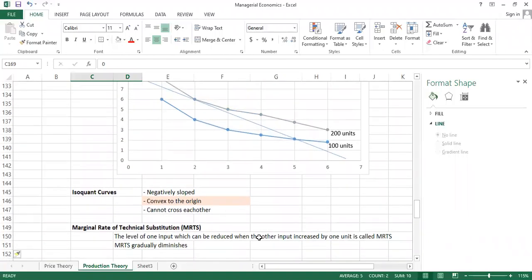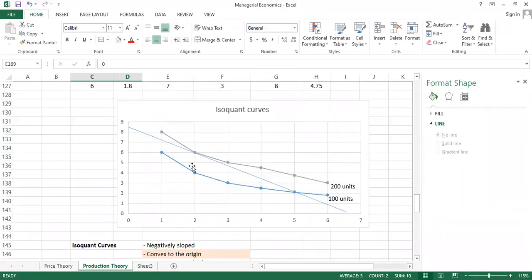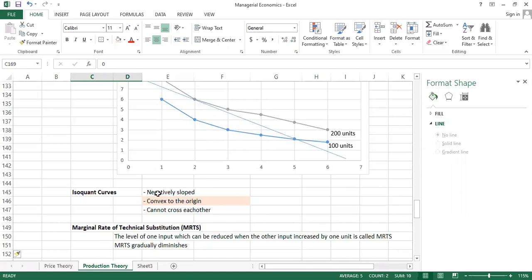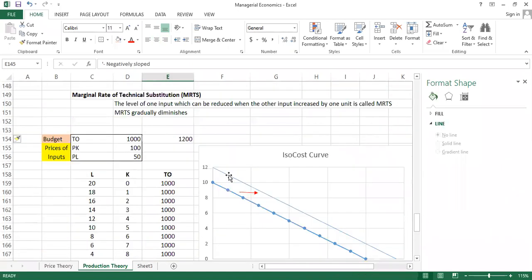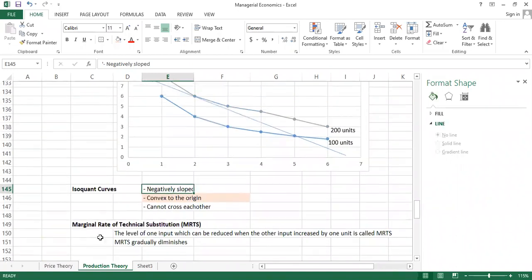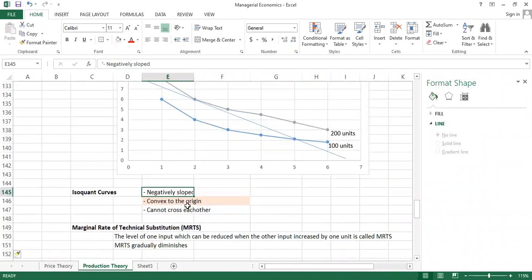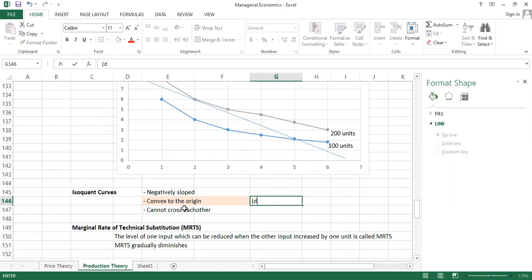So that's the reason for the diminishing marginal rate of technical substitution. That's why this curve is convex to the origin. It is not only negatively sloped. Even a budget line is negatively sloped, but it is not convex to the origin because prices may remain constant for a given period. We can substitute factors only up to a certain level. So this curve is convex to the origin due to the nature of the marginal rate of technical substitution.